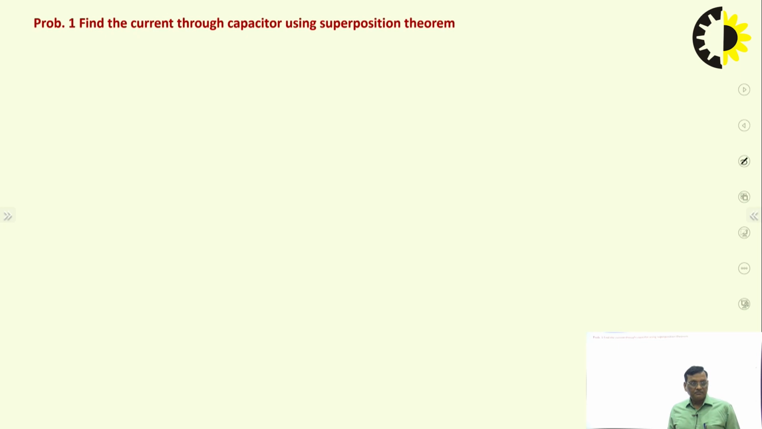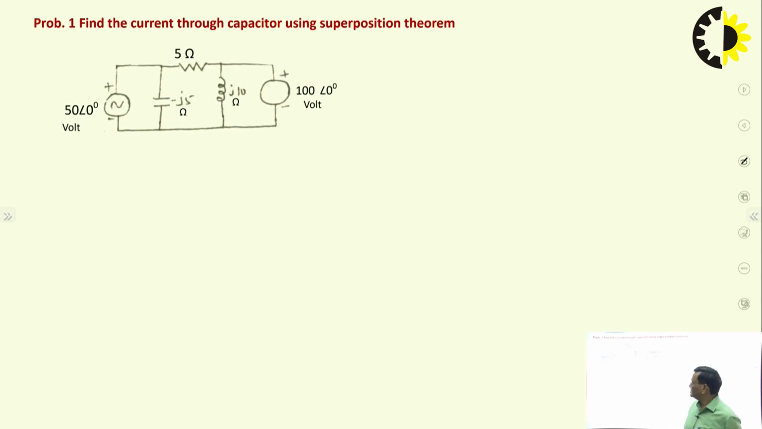Now we do some problems. Suppose in this circuit, we can see that there are two energy sources, both are voltage sources and they are ideal in nature. What we have to do is find the current through the capacitor using the superposition theorem. So first we will take one energy source and replace the other one by its internal impedance.